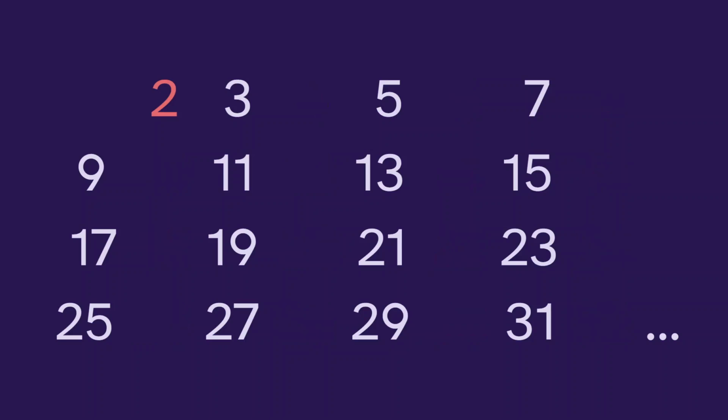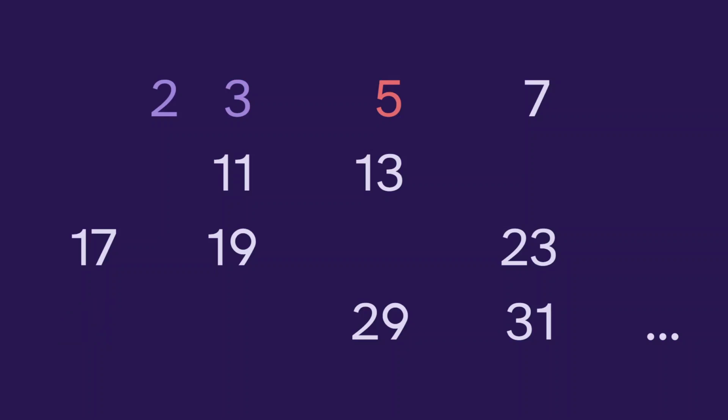And now our smallest remaining number is 3, so 3 is prime. But now all of the multiples of 3 must not be prime, so we'll remove them as well. And then we continue. The smallest remaining number is 5, so we remove the multiples of 5. And then the smallest remaining is 7. There are no multiples of 7 here, which tells us all of the remaining numbers are prime.